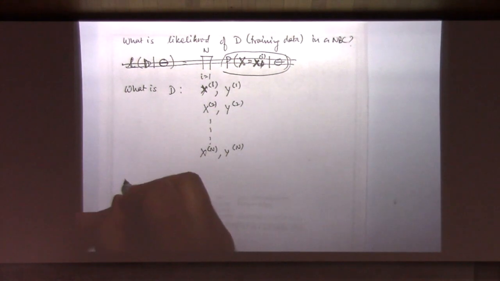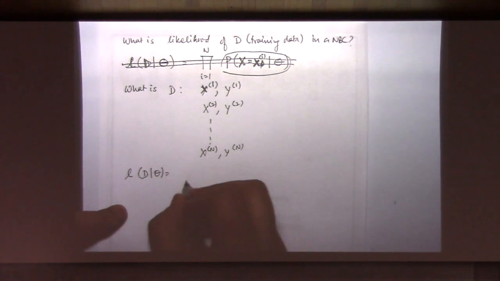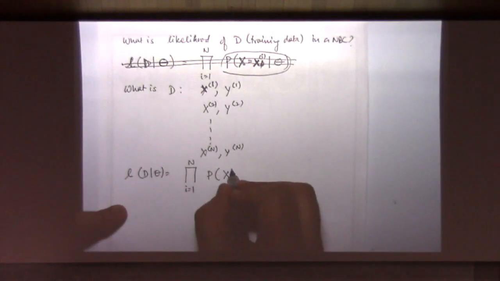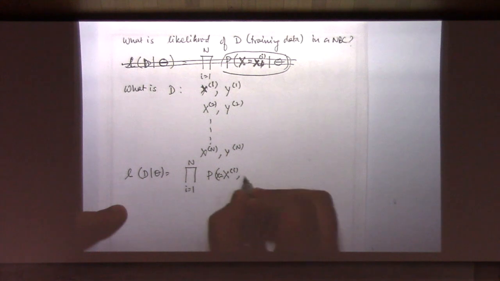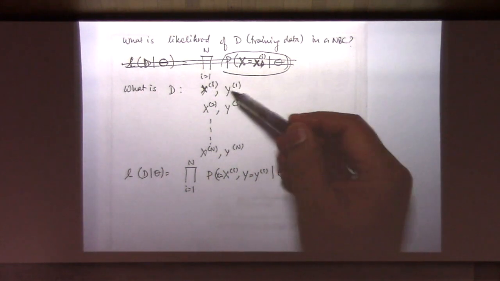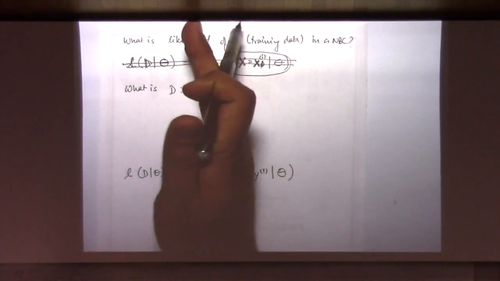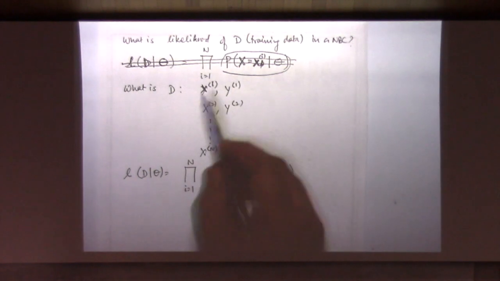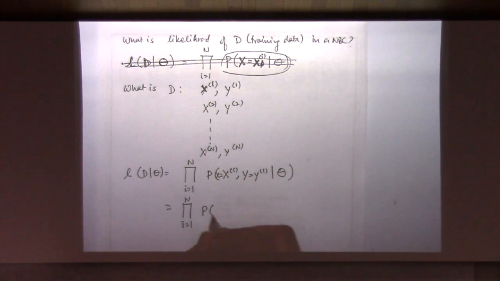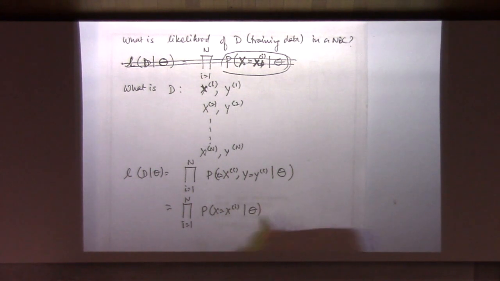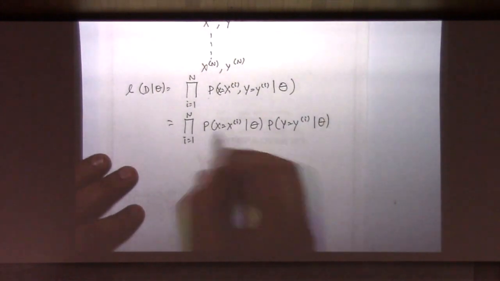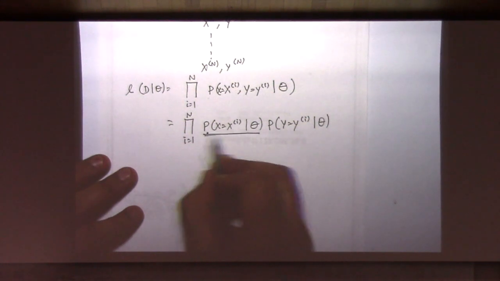So we need to compute the likelihood L of D given theta, which will be the product of the joint probability of both, right? So x equal to x of i, and y equal to y of i, given this theta. We want to compute the joint probability because we are computing the likelihood of the data set, the entire data, right? And of course, we assume that the class and these attributes are independent of each other. So we can break it as P of x equal to x of i given theta times P of y equal to y of i given theta, right? Then remember, by the naive Bayes assumption, this can be broken up.